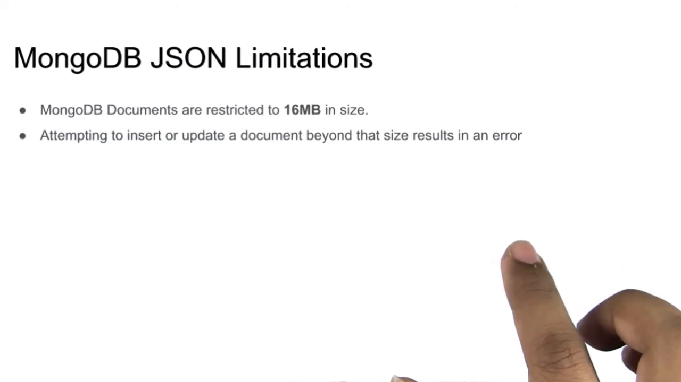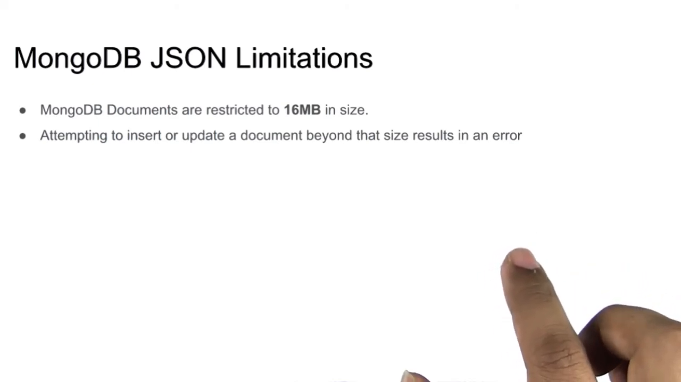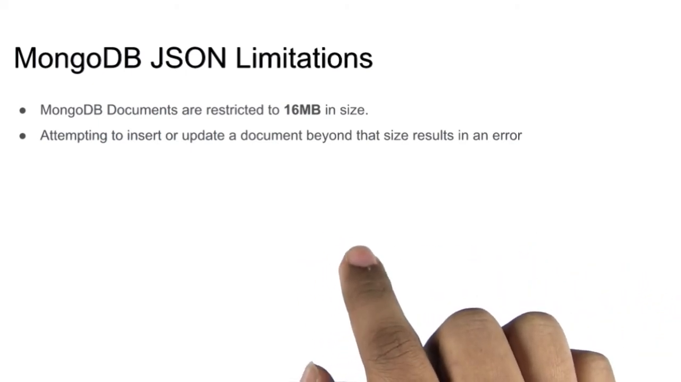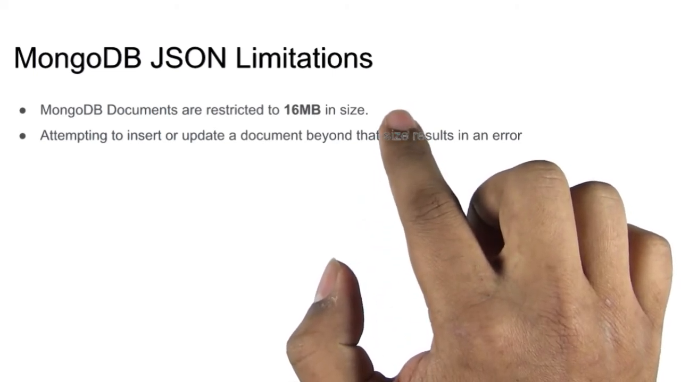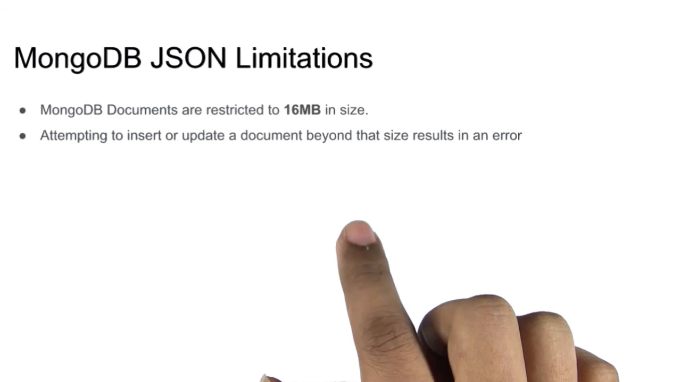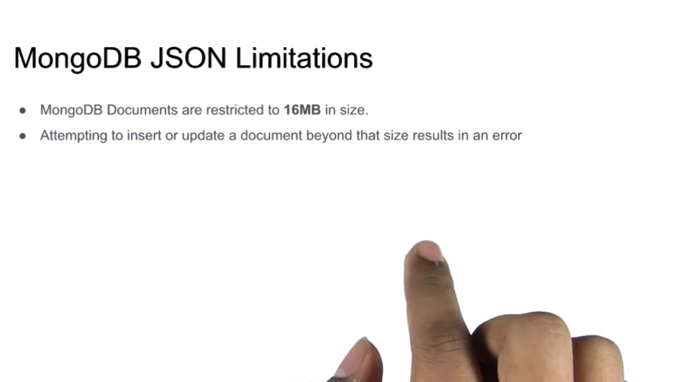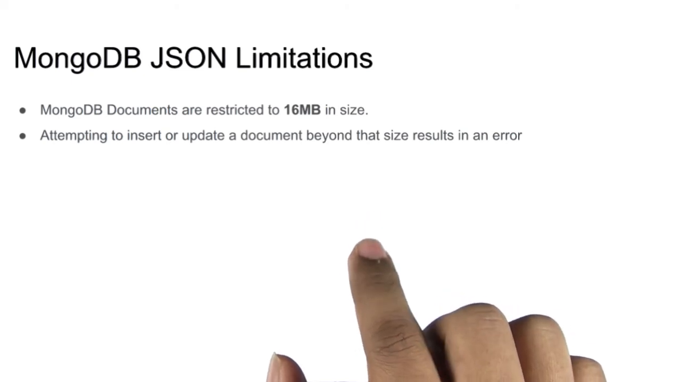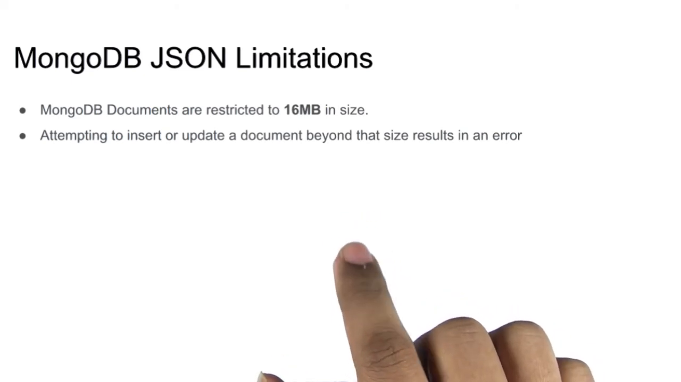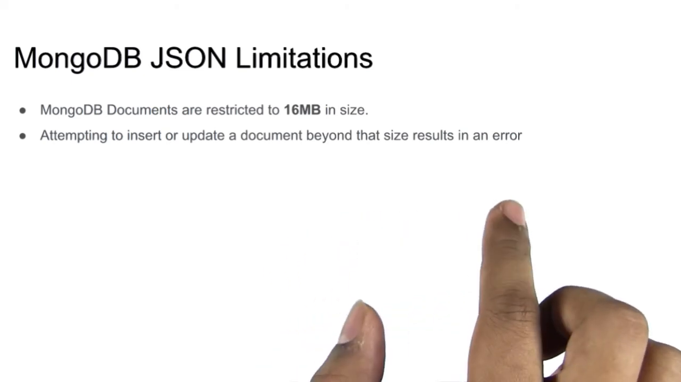So far we've talked about MongoDB JSON documents and all it can do. There is one limitation here that's very important to keep in mind. The MongoDB JSON document has a 16 megabyte limit, meaning a single MongoDB document cannot hold more than 16 megabytes of data. Now chances are you're not going to run into this very often, but it's important to keep it in mind when deciding what data to store.